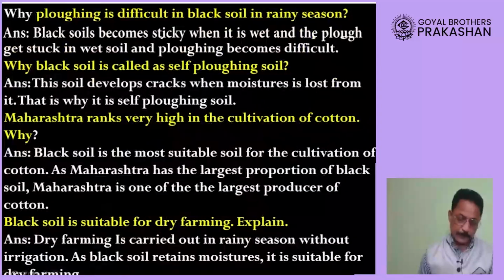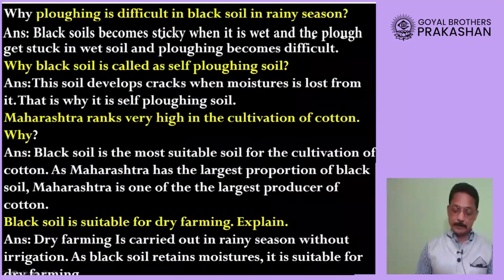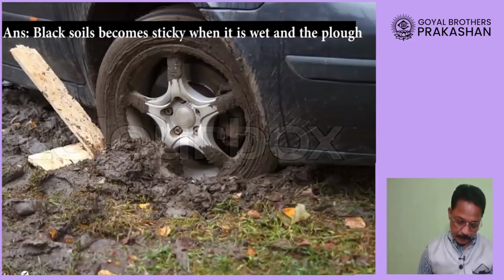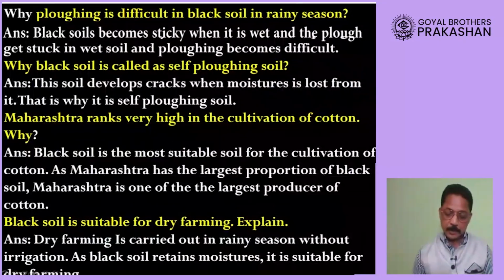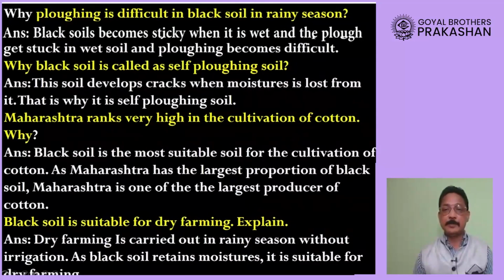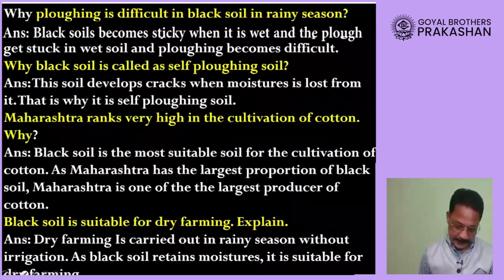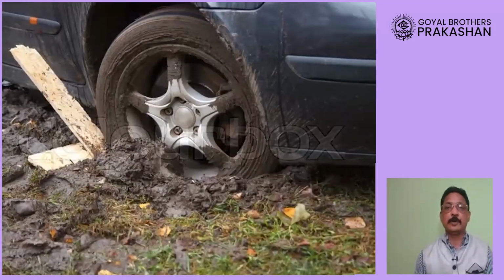Now, sometime back I told you that this soil is called self-plowing soil. So a question might be asked in the examination why this soil is called self-plowing soil, or why Maharashtra is very famous for cotton cultivation. We saw some time back that this soil is found in Maharashtra in a large quantity, and this soil is very good for cotton cultivation. Therefore Maharashtra ranks pretty high in the production of cotton.